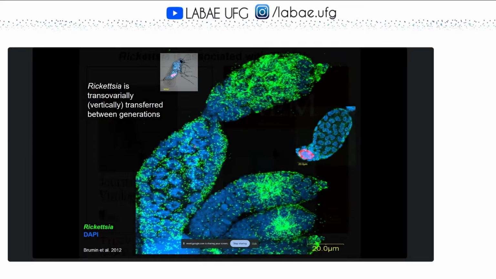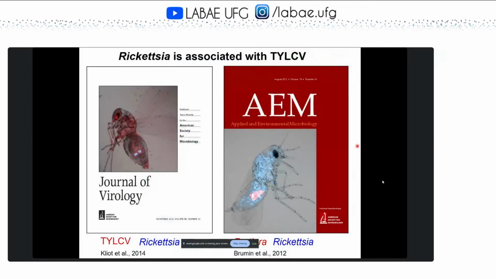Now, one of the really interesting observations we made lately is this. Here you can see two images of Rickettsia localization in the whitefly adults, and on the right you can see Rickettsia infecting the whole body cavity of the whitefly. In red you see the primary symbiont, and in blue you see Rickettsia. But on the left, the difference is that this whitefly is infected with TYLCV. So you can see that the uninfected whitefly is infected with Rickettsia all over. And in the whitefly infected with TYLCV, Rickettsia is somehow concentrating around the bacteriosomes. We don't really have a good explanation why this happens, but we can see from other images, you can see here the same thing.